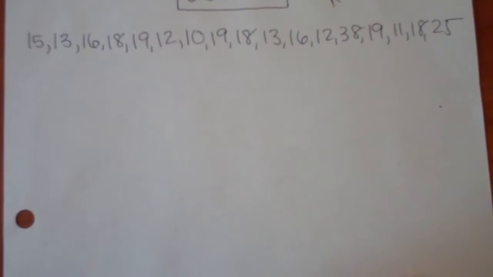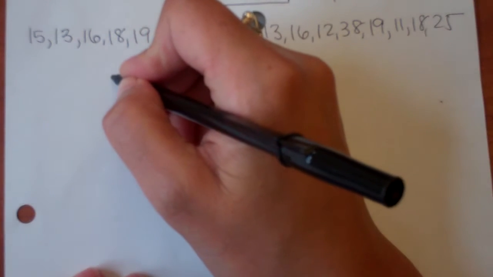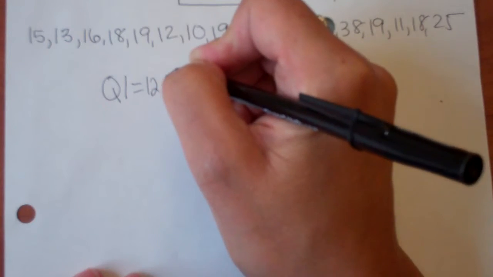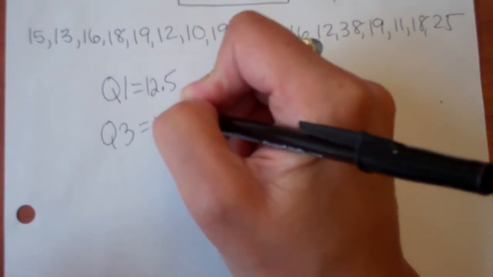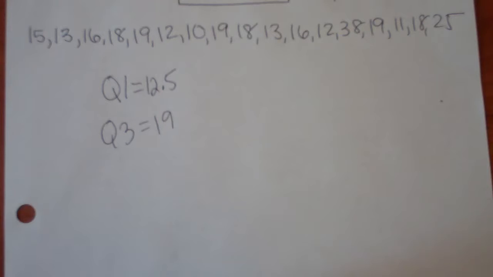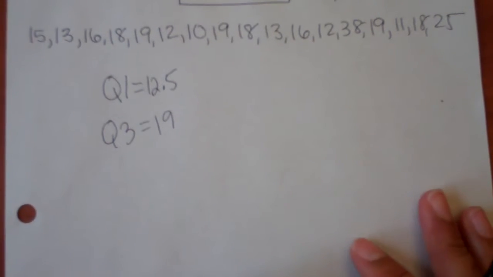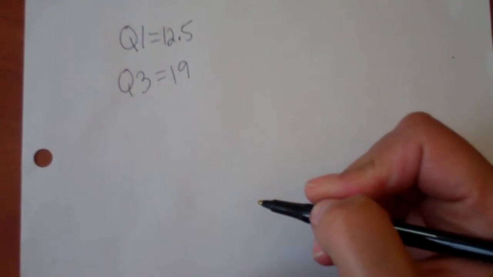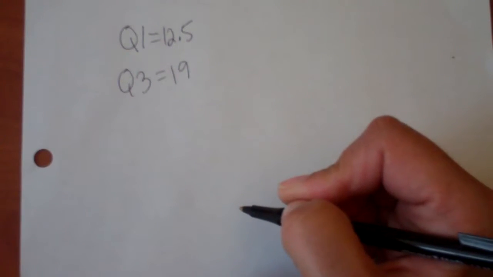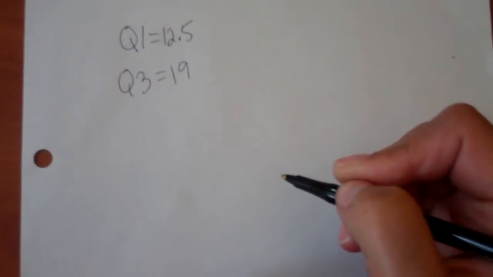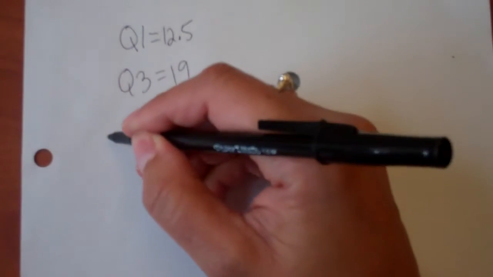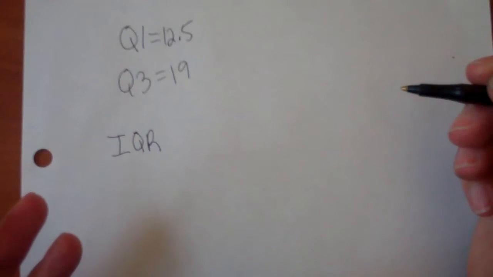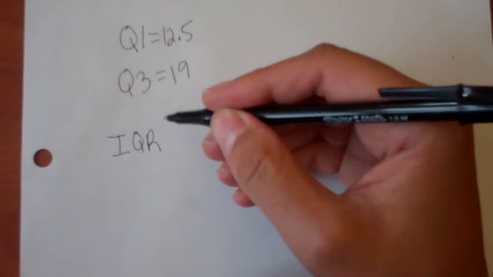Okay, I hope you're back. Here's our data set, and when you ran a one variable statistics, you should have gotten Q1 is 12.5 and Q3 equals 19. Now we need to find what's called the interquartile range. The meaning of interquartile range was explained in the spread video. So if you haven't gotten to see the video about spread, you should go and watch that video to find out the meaning of interquartile range. Interquartile range is also IQR, instead of having to write it out all the time.